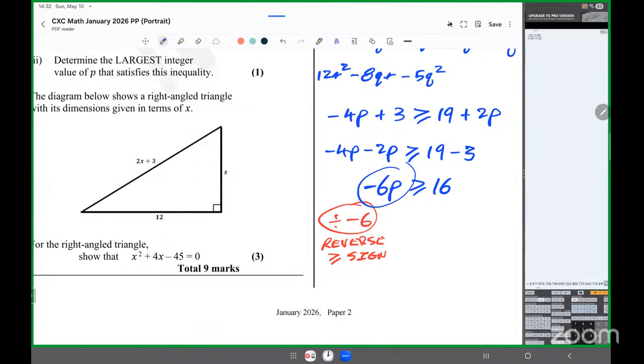So we divide this side by the negative 6, it becomes p. This sign is reversed to a less than or equal to. This becomes now negative 16 over 6. Negative 16 over 6, reduced, is negative 8 over 3, which is 2 2/3. So good. It's p less than or equal to negative 2 2/3. If you left it as a fraction, negative 8 over 3. Negative 2 2/3.